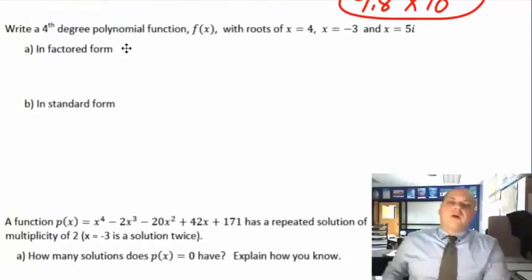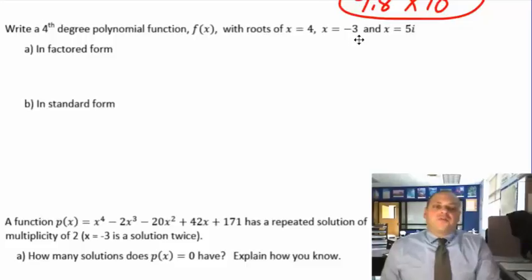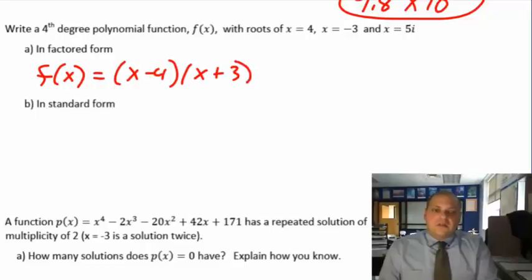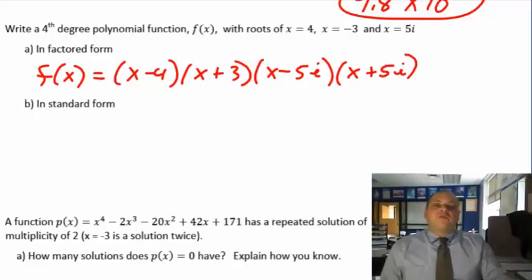Write a 4th degree polynomial function with roots 4, negative 3, and 5i in factored form. That's easy. F of x equals x minus 4, x plus 3, and then x minus 5i. But you can't just have x minus 5i. You must also have x plus 5i. Remember, those complex roots or imaginary roots, they come in pairs, conjugate pairs. So there we go, 4th degree. There's the last one right there, x plus 5i.